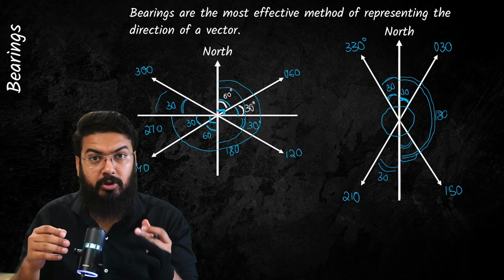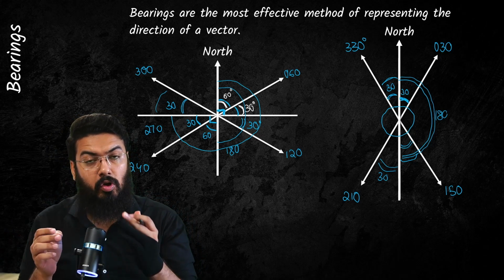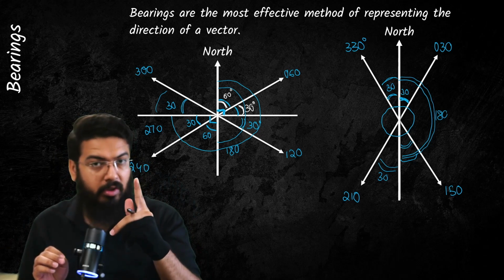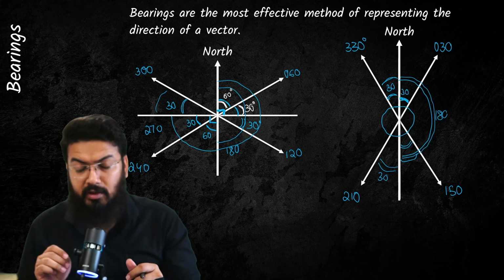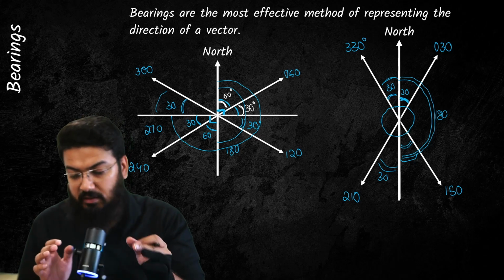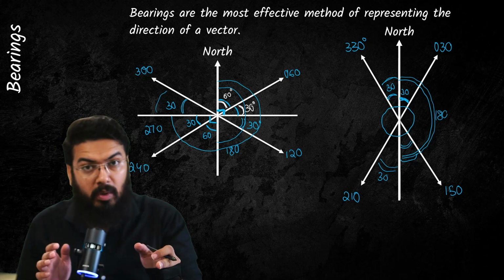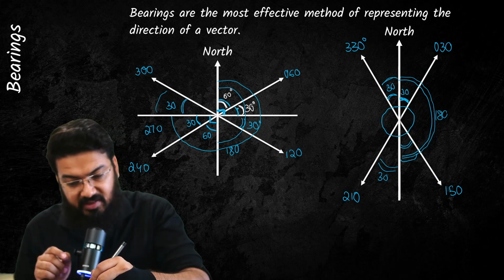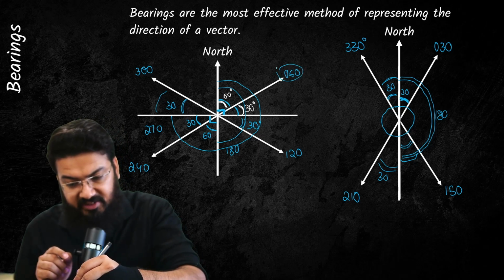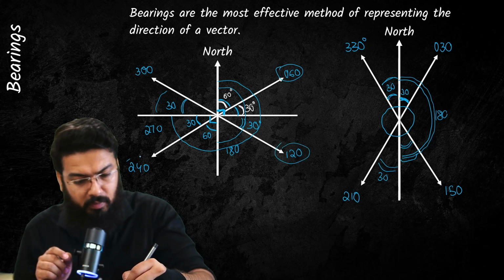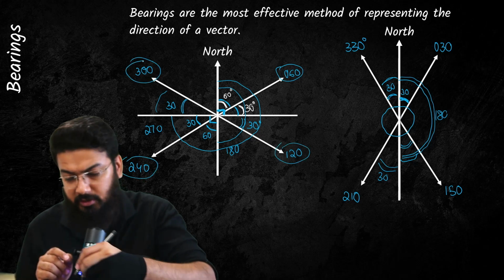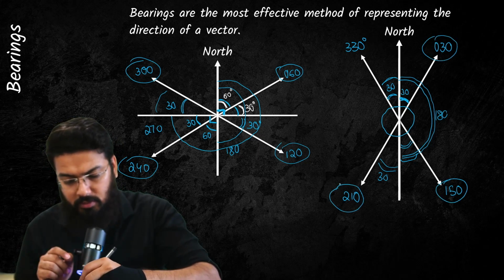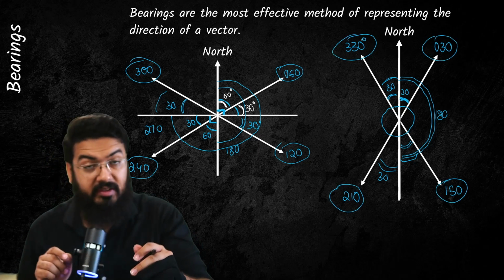For bearings, what you need to remember is that bearings are always measured clockwise from the north. Clockwise from the north is what you need to remember. Again, I'm repeating: this 30-degree angle has a bearing 060, bearing 120, 240, and 300. Then you've got 030, 150, 210, and 330.